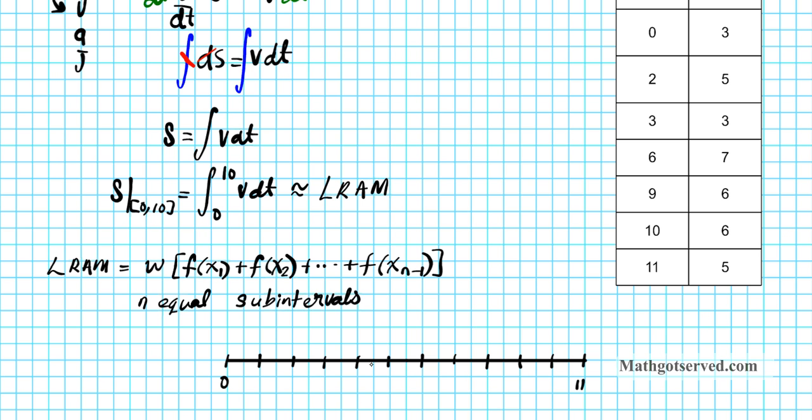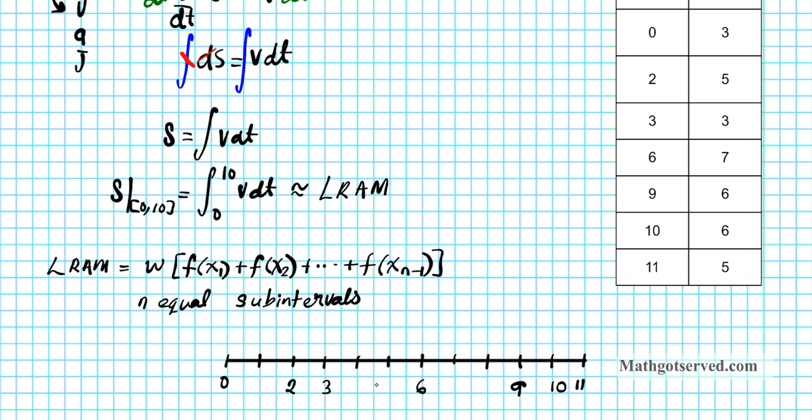Okay, so let's see. We're going from 0 all the way to 2. I just want to put the numbers that show up on our chart here so we don't get confused. So we're going from 0 to 2, and then from 2 to 3, and then from 3 to 6, 4, 5, 6, from 6 to 9, 7, 8, 9, from 9 to 10, and then from 10 to 11.